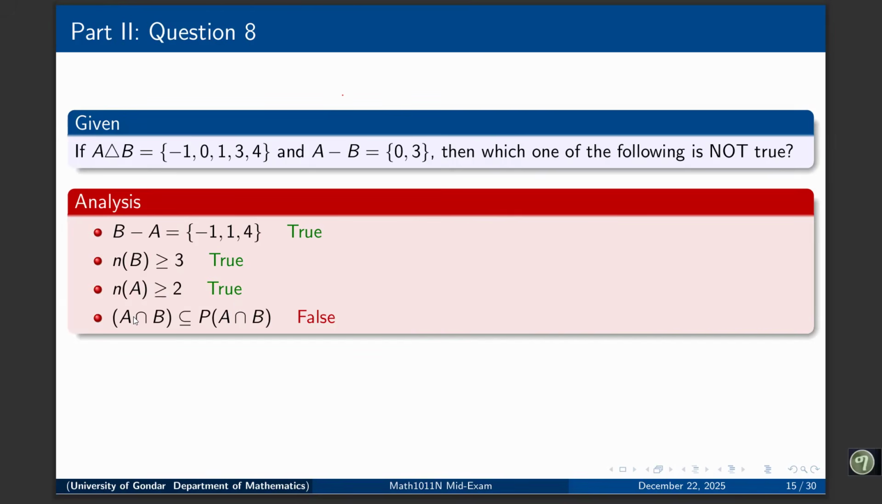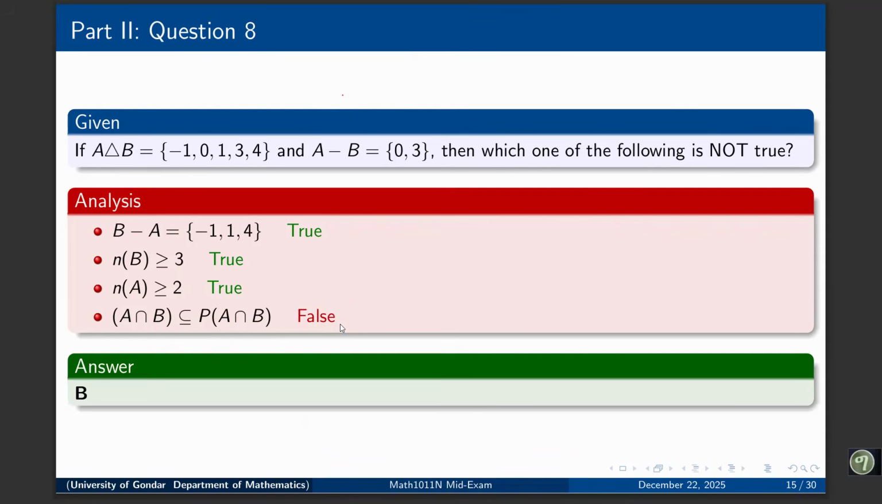And the last one, this one that is A intersection B is the subset of the power set, or simply P of A intersection B, is false. A intersection B is false. So the answer for this one could be... sorry, it is not B, rather this one, it must be D. The answer is D.